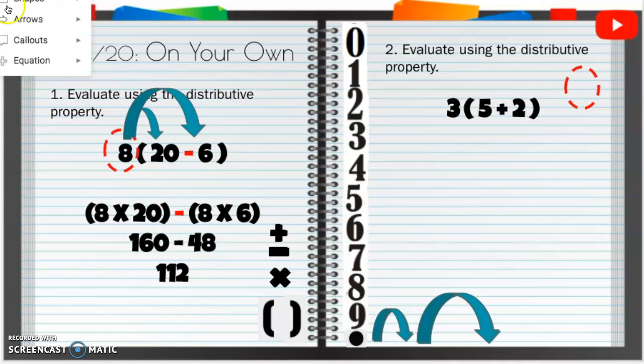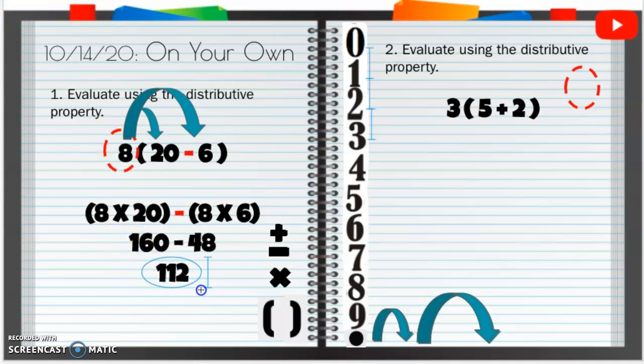You can circle it if you want. You can highlight it. That's fine as well. You don't have to, but there is our answer. Easy peasy. It's not too hard once we get the hang of it, so let's keep it up. Let's try the next one.